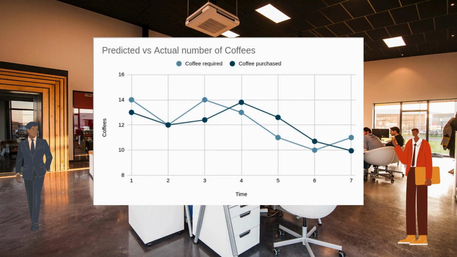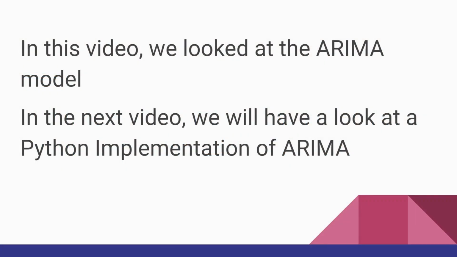If we plot our predicted values and the actual requirement of coffee, we see that there is a close fit between the prediction plot and the actual plot. So, ARIMA(2,0,1) is a good model for this time series data. In this video, we looked at the ARIMA model. In the next video, we will have a look at the Python implementation of ARIMA.